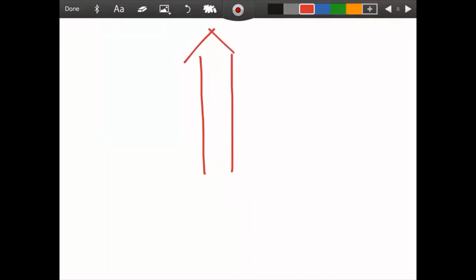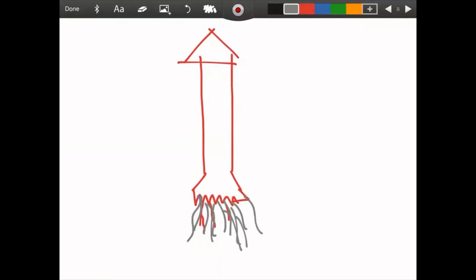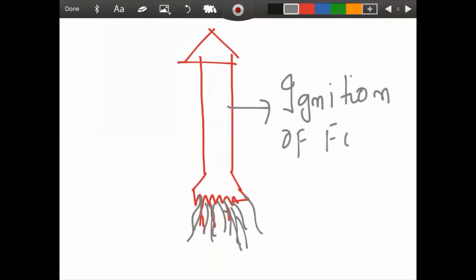Whenever a rocket moves up, you know there are exhaust gases coming out, right? What is happening basically inside the rocket? There is ignition of the fuel. Ignition is burning. When the fuel burns, hot gases are thrown out through the end, through the tail.